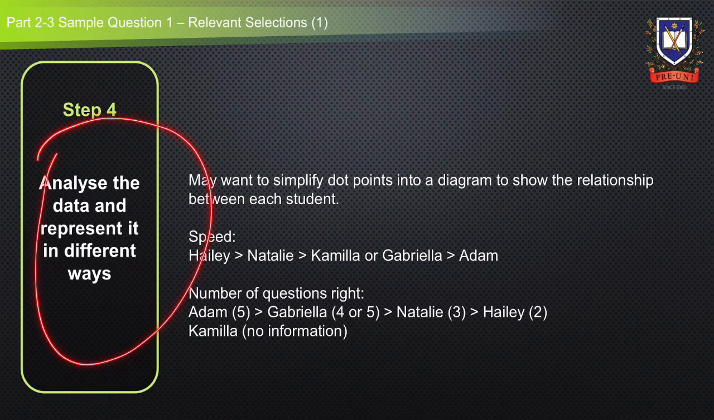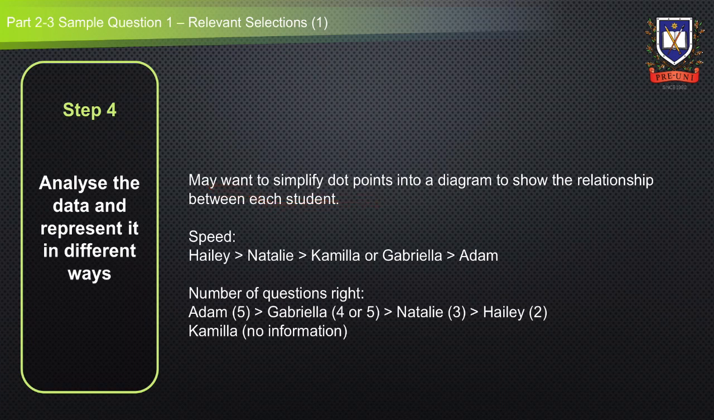Step 4 is to analyze the data and represent it in different ways. We may want to simplify the dot points into a diagram and show the relationship between each student. We notice that the order from fastest to slowest is Haley, Natalie, Camilla or Gabriella, and then Adam. The order from most questions right to least questions right is Adam with 5 points, Gabriella with 5 points, Natalie with 3 points, and Haley with 2 points. We don't have information about Camilla.